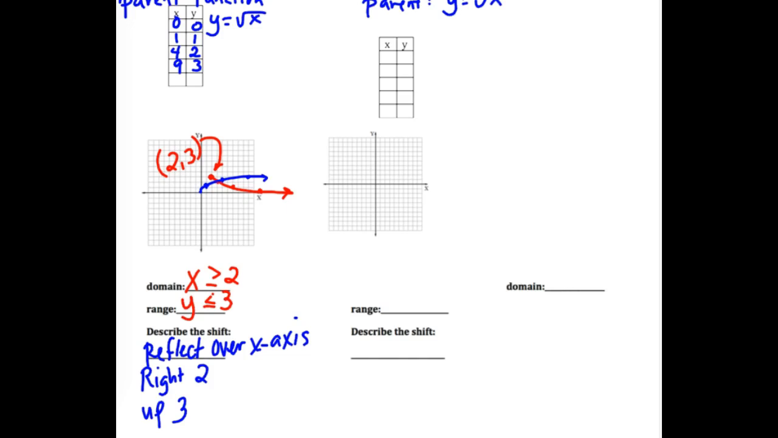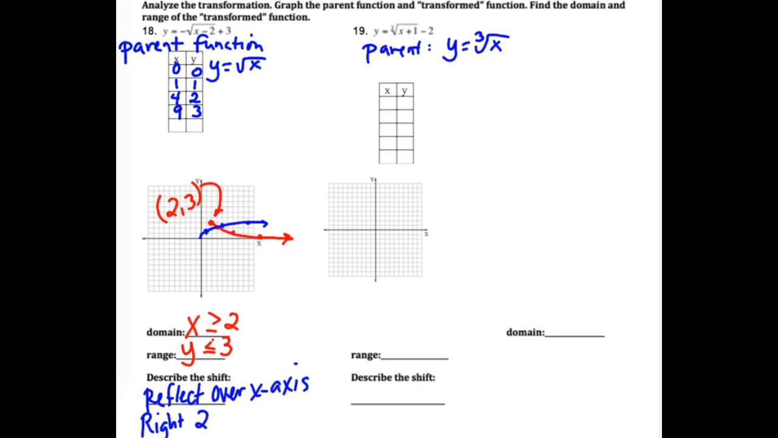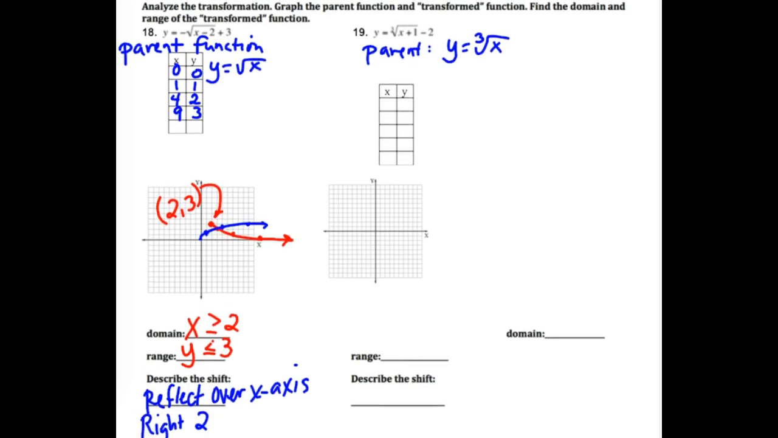All right, looking at our second graph. This one was a cube root. Let's describe the transformations. There's nothing in front, so there's no reflection. The 1 inside with the x, inside that cube root, is going to shift it to the left 1. And then the 2 on the end is going to move it down 2.